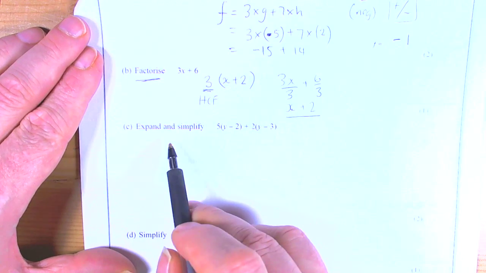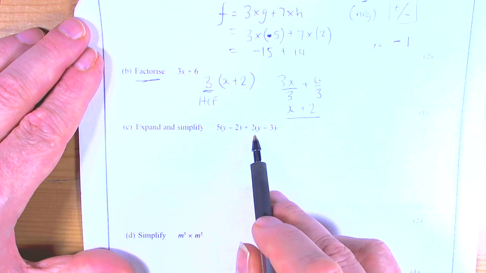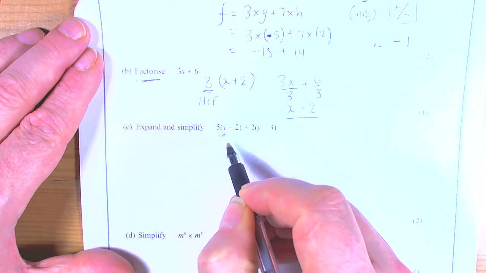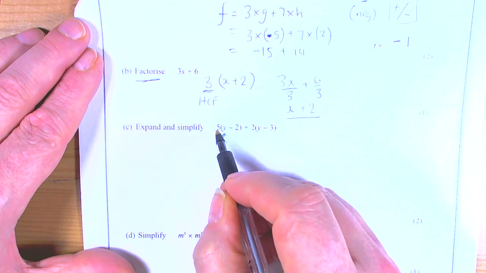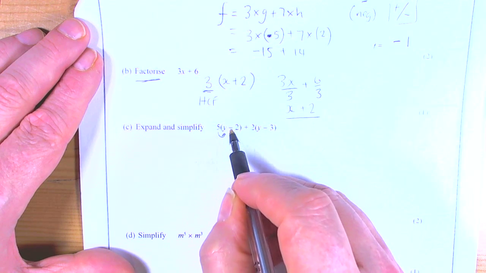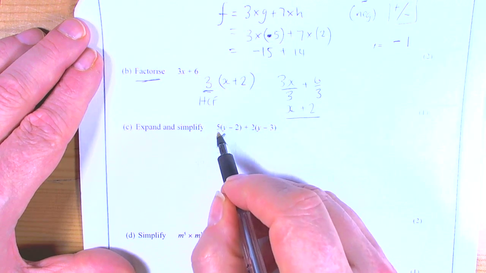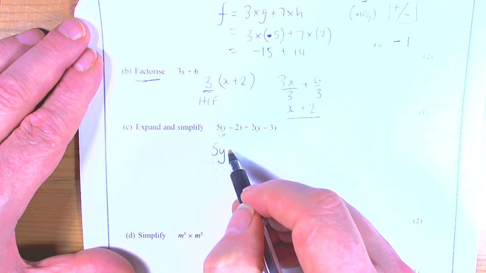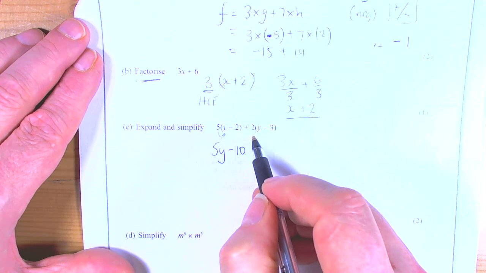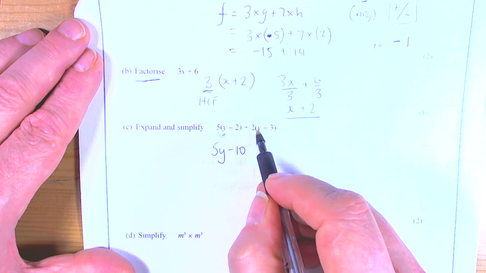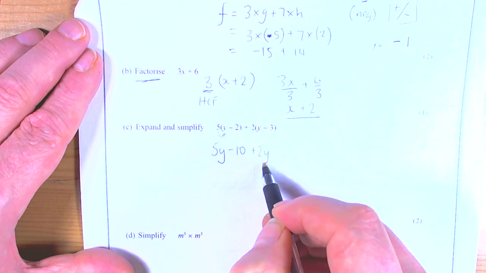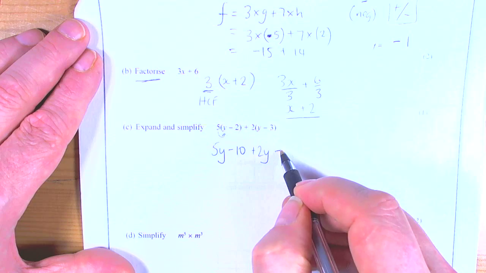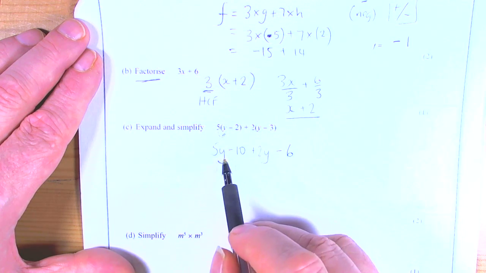The next part is asking us to expand and simplify these brackets. Expand means we multiply out, so this is saying you've got 5 lots of each of the bits inside the bracket. So 5 lots of y gives you 5y, 5 lots of -2 gives you -10, 2 lots of y, positive there, so it's adding 2y. We've got to be a little bit careful here because we're doing +2 times -3, which will make -6.